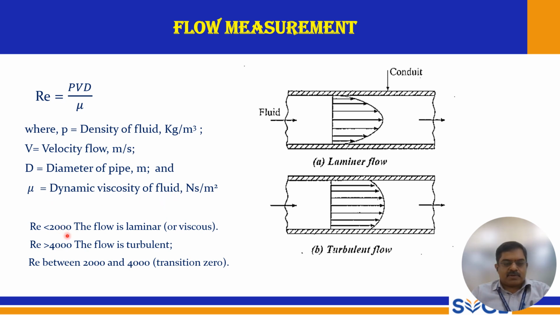If the Reynolds number is less than 2000, the flow is known as viscous or laminar. When Reynolds number is greater than 4000, the flow is turbulent. When Reynolds number is between 2000 and 4000, then it is a transition flow. So these are the three types, the three ways we can divide this.